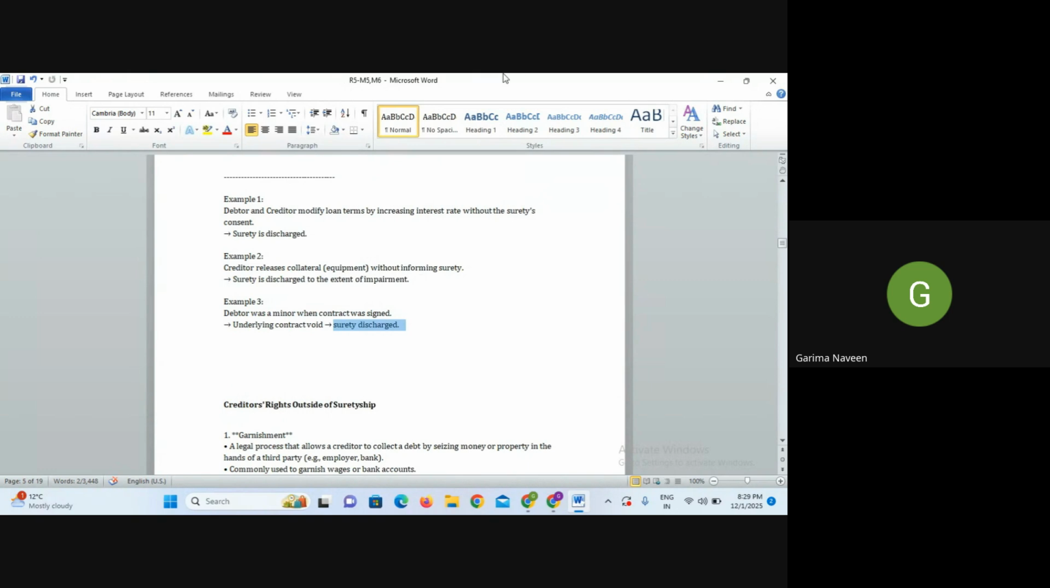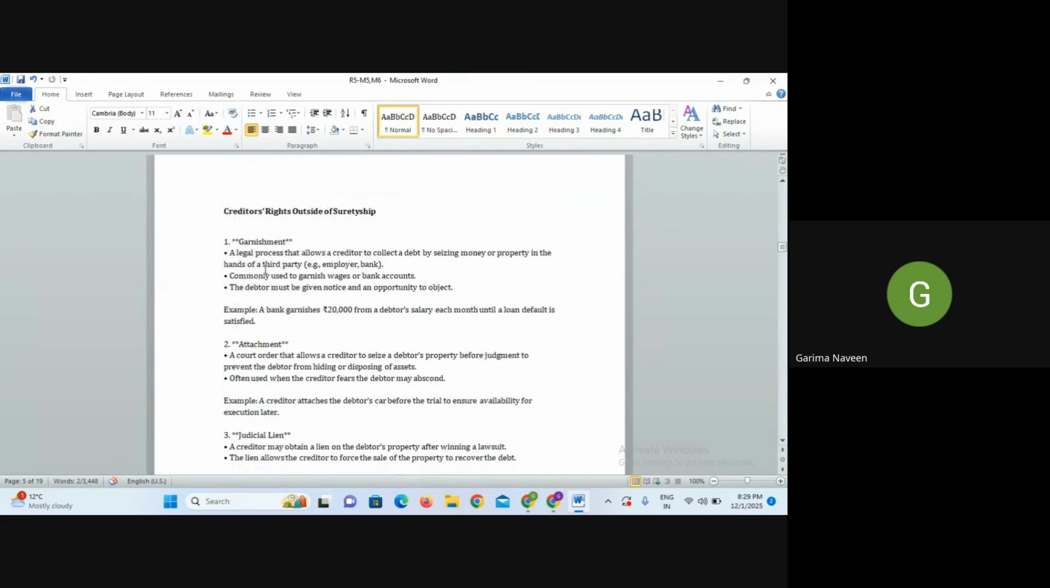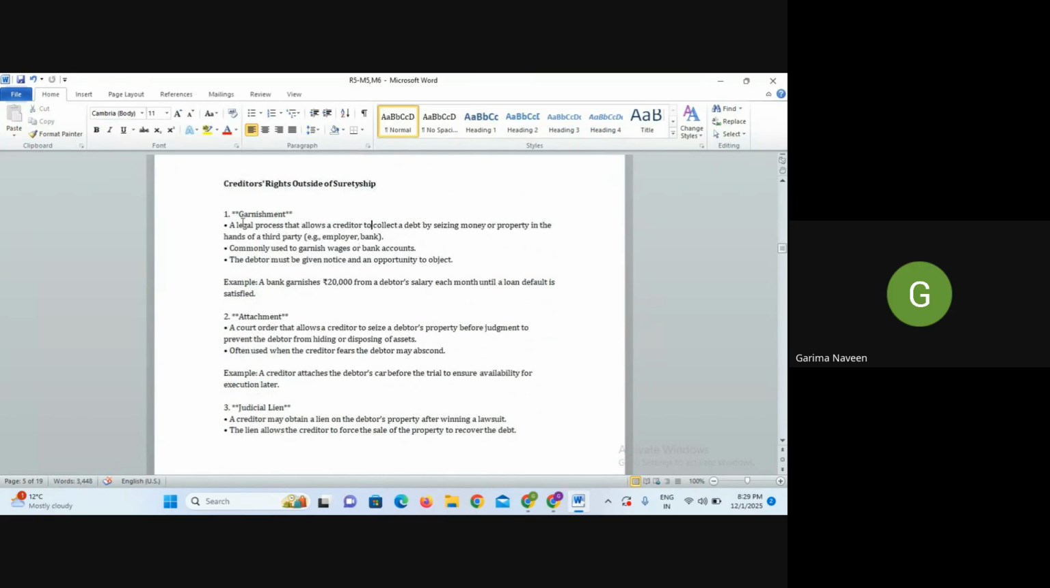Okay, so next topic: rights of creditors outside of the suretyship. So what are the various rights of a creditor here?